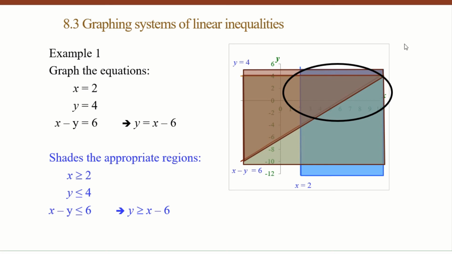So now you need to know whether you need to shade the top or bottom. So let's do it one by one. X is more than or equal to 2, you shade the right. Y is less than or equal to 4, you shade the bottom. Do you see that?